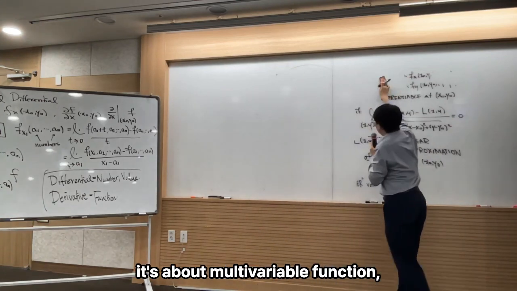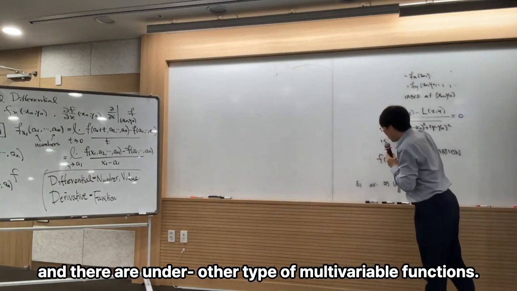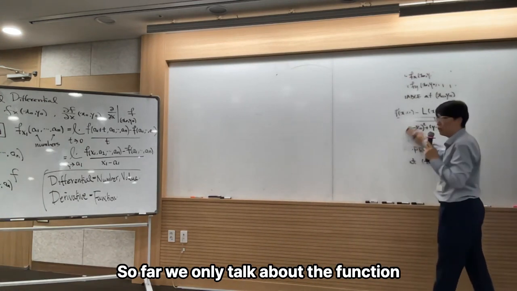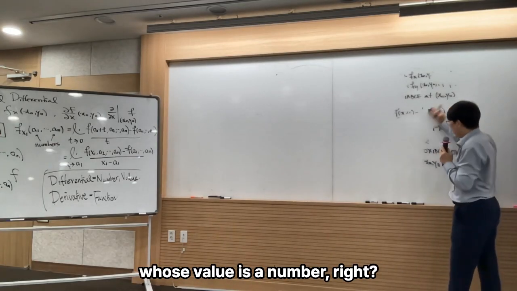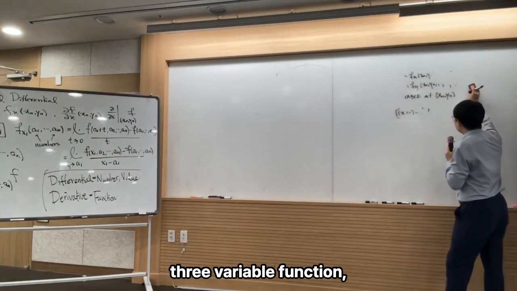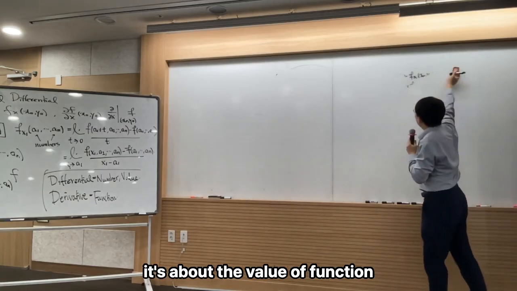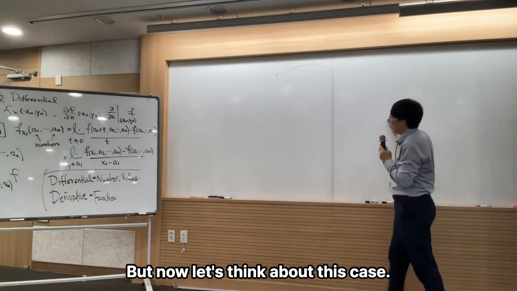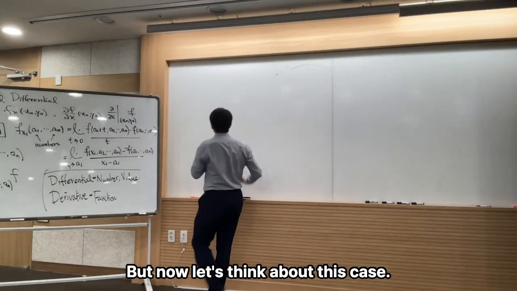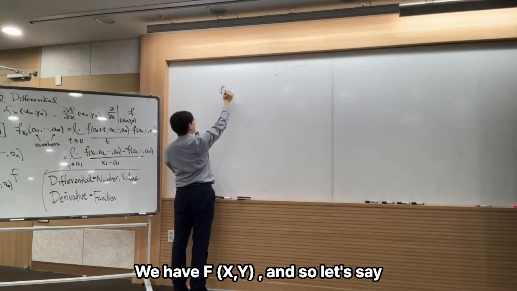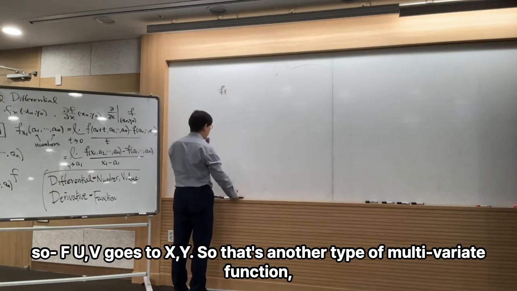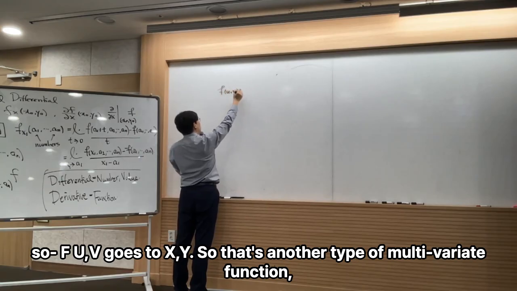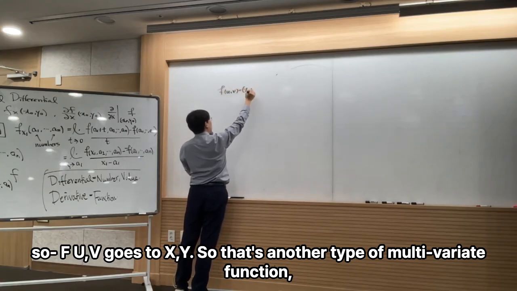It's about multivariable functions, and there are other types of multivariable functions. So far, we only talked about functions whose value is a number, right? A two-variable function, a three-variable function. It's about the value of the function being equal to a number. But now, let's think about this case. We have f(x, y). I usually write it this way: f(u, v) goes to (x, y).